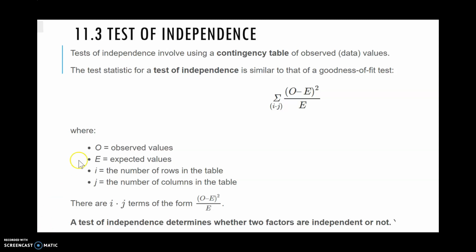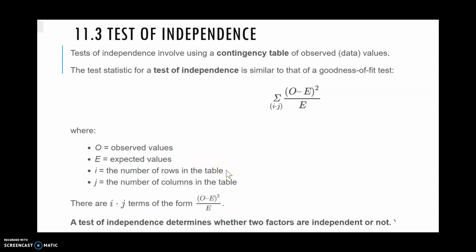All right, so we want to look at the chi-square test of independence. Tests of independence are going to use a contingency table that has the observed data values, and then the test statistic for the test of independence is similar to that of the goodness of fit test. It's just this guy down here that's going to be different. So O is still the observed values, E is still the expected values.